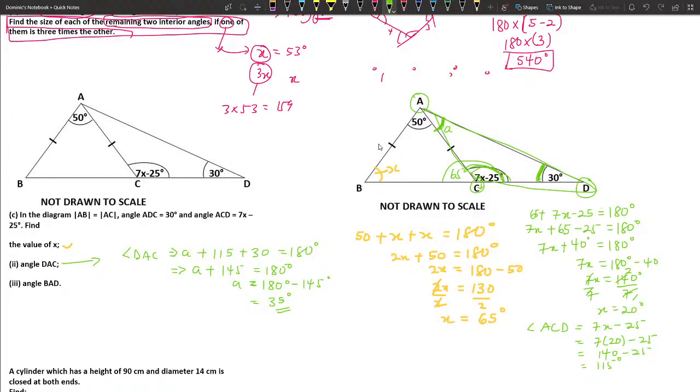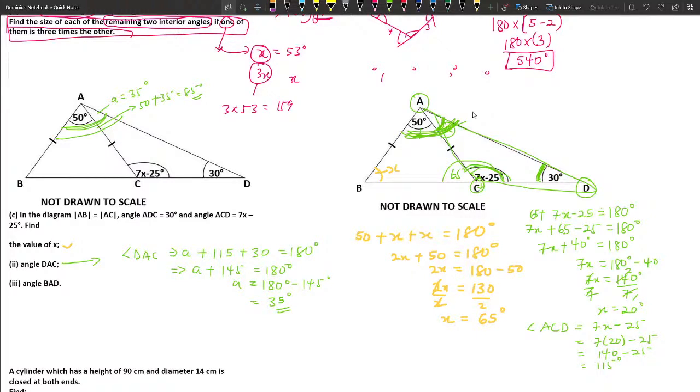Now they are saying find angle DAB. Angle BAD. So is this the whole angle? With this one, you know that this is 50, and you've already found A. So all you need to do is to add them. Angle DAB is this whole place. You already know that this is 50, and you've already found A, which is 35. So you just have to add it. In a nutshell, it will be 50 plus 35, which will give us 85 degrees.